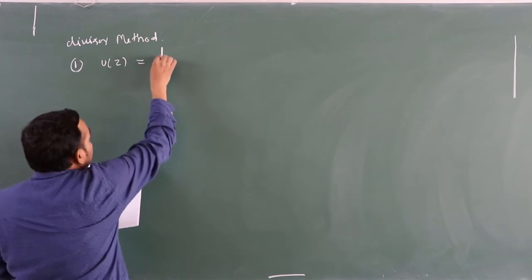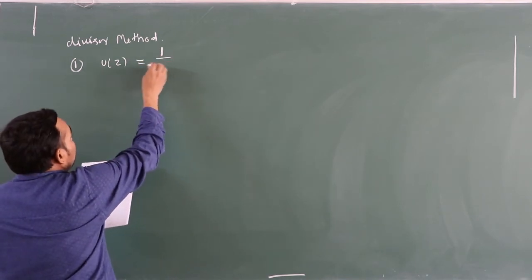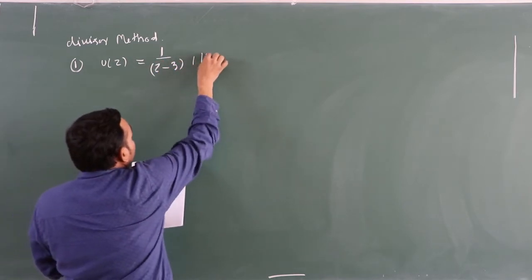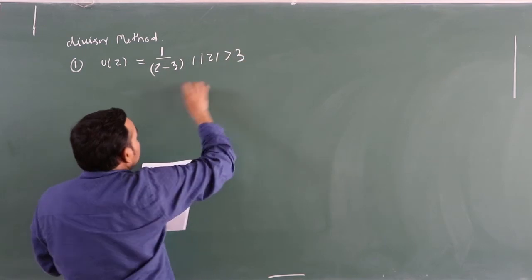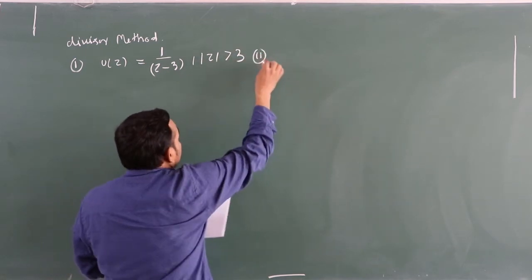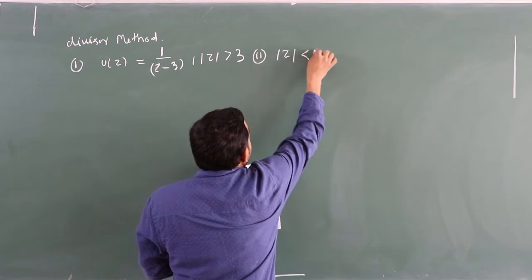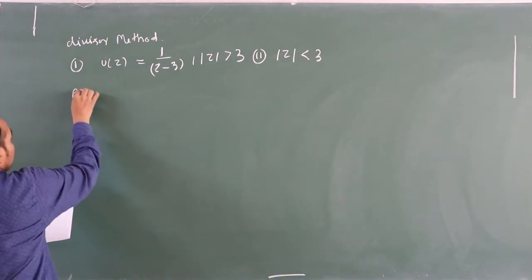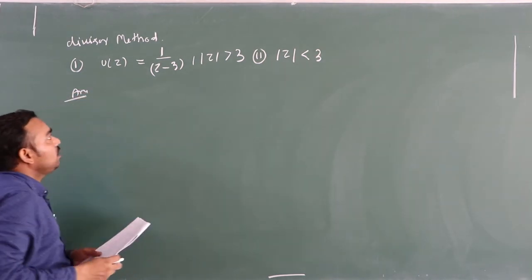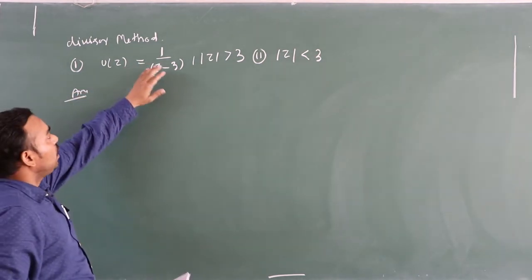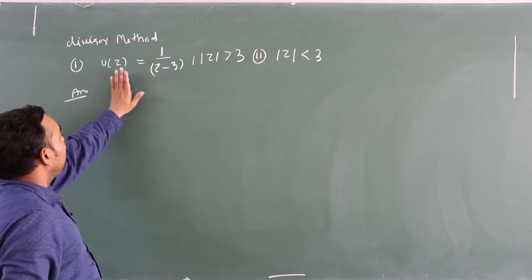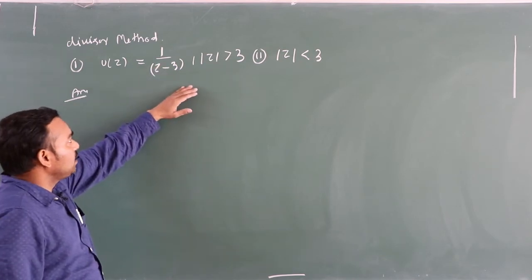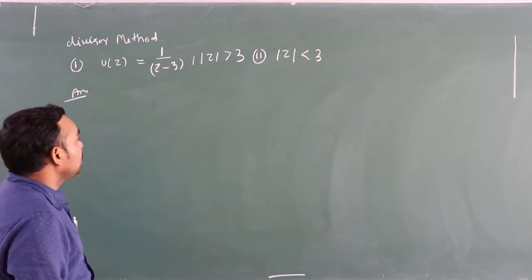We want to find the inverse Z transform of 1 upon Z minus 3, if mod Z is greater than 3, and second, if mod Z is less than 3. So, the answer of the first one: we want to find the inverse Z transform of 1 upon Z minus 3 if mod Z is greater than 3.